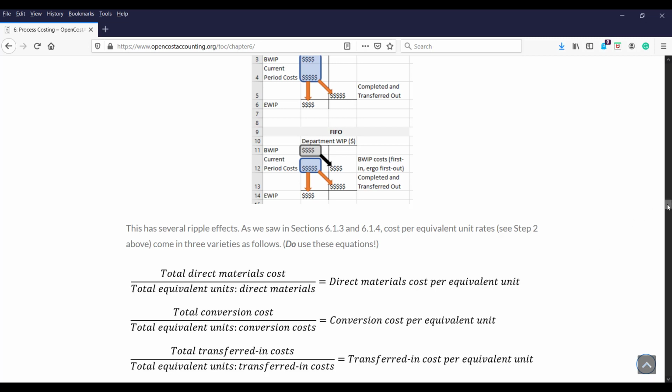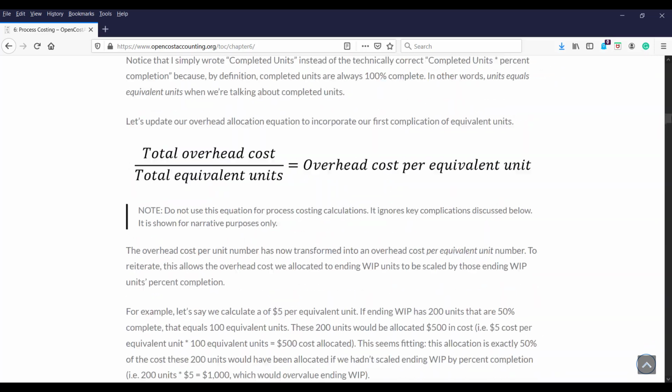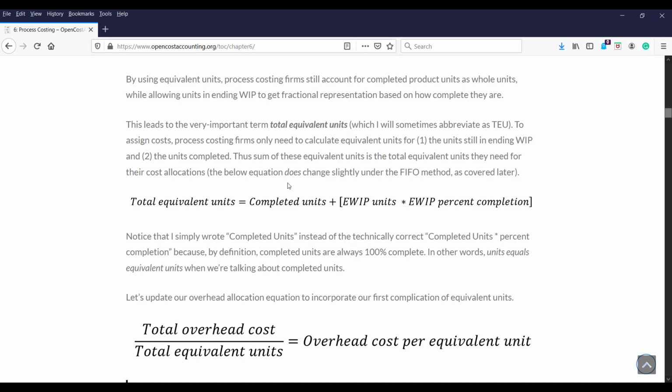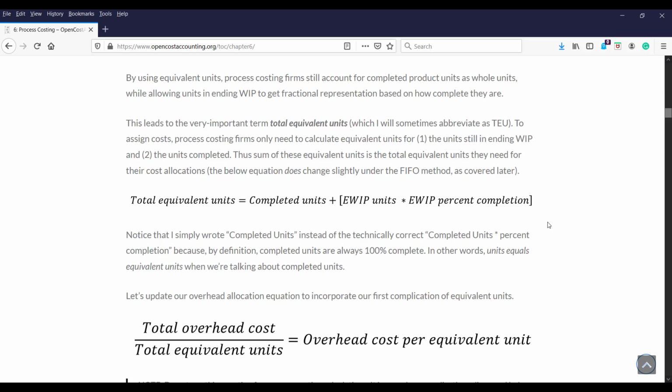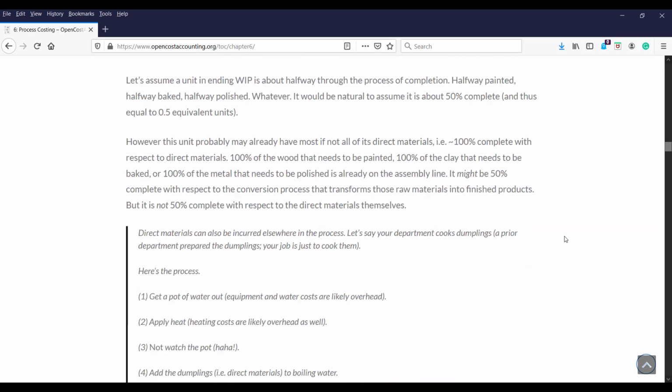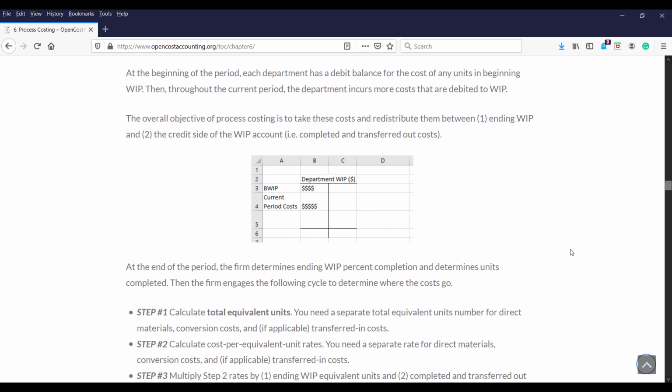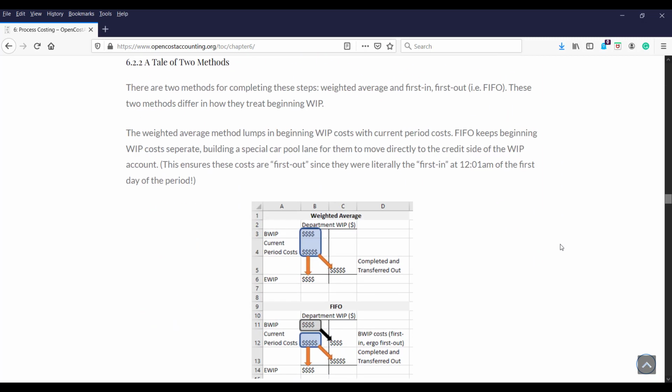Let's go way back up. The weighted average way of doing this is to say we have our completed units plus the equivalent units in ending WIP, which is ending WIP in physical units, you might call it, times the percent completion of ending WIP. That's the weighted average method of doing it. So let's look at these diagrams that I have. So here we go. The tale of two methods, I call it.